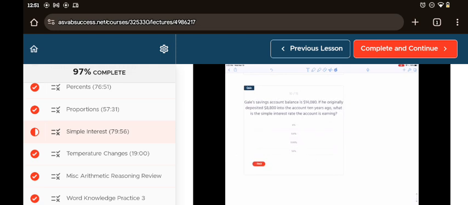Deposited $8,800 is the principal, 10 years ago gives us the time. Simple interest rate is what we're looking for. Okay? And it doesn't give us the interest, but it does give us account balance, which is $14,080. Remember I told you that the account balance is your principal deposit plus the interest earned.